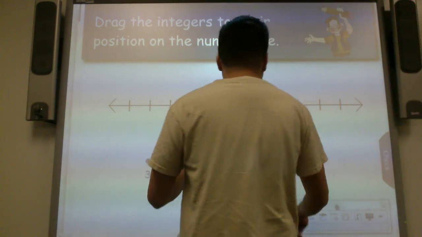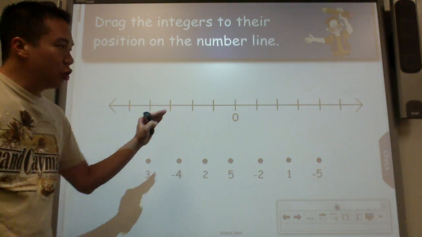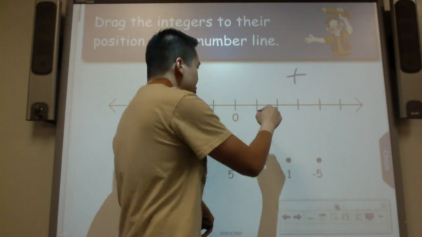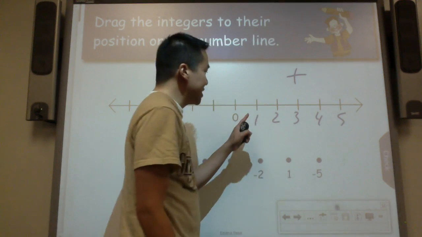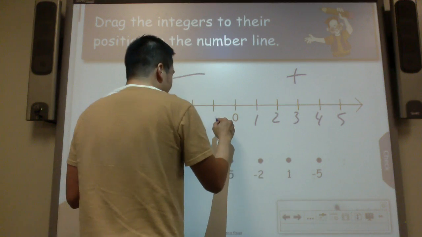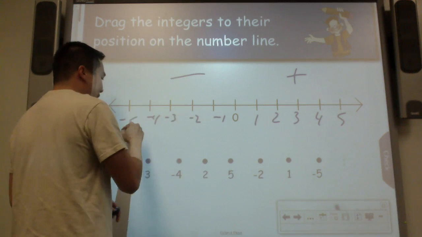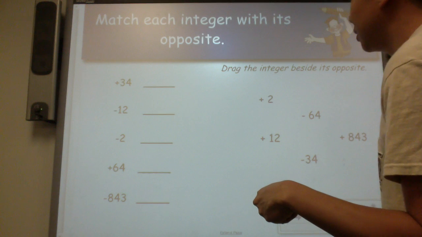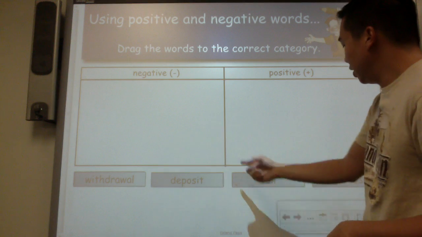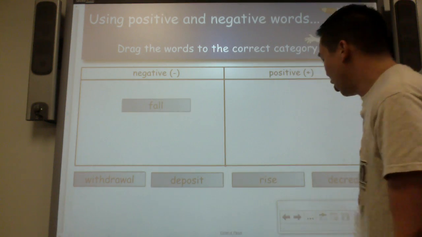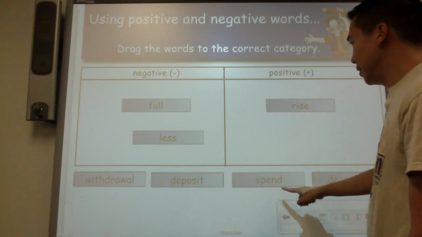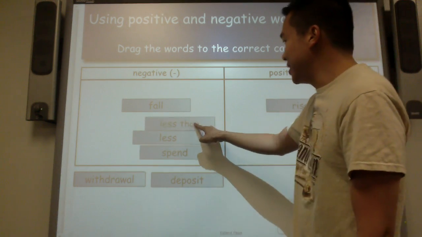So again, if you're given a number line, could you represent it? Starting here, 0. To the right are the positive whole numbers, 1, 2, 3, 4, 5. If you want to denote it with a positive sign in front of it, you may. To the left of 0 is negative: negative 1, negative 2, negative 3, negative 4, negative 5. And here are different words. Fall, if you fall, that means negative. Rise means positive. Less means negative. Spend means negative. Less than means negative, and so on.